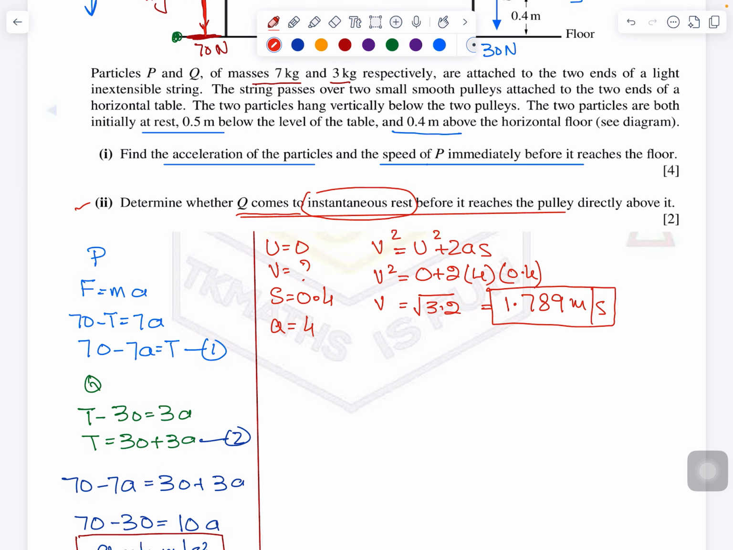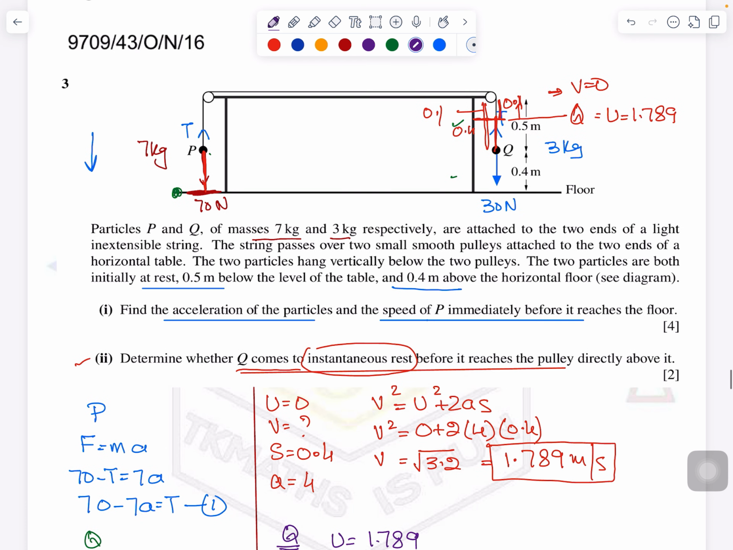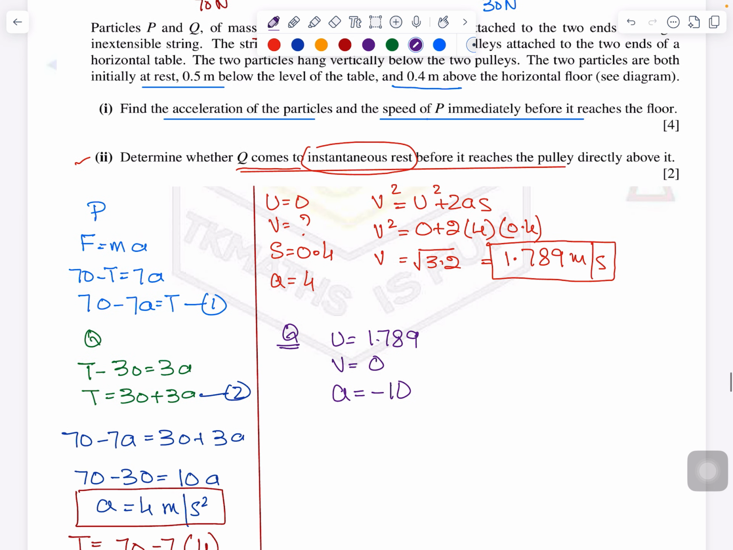So for the second part, for Q, U is 1.789 and we are assuming that when V is 0, we find the distance. So V is 0 and A will be minus 10 now. You know why minus 10? Why am I not taking 4? Because the moment P reaches the ground and Q is here, the string will be slack. It will no more be taut. So it will be under the condition of free fall. So acceleration will be minus 10 and we have to calculate the distance.